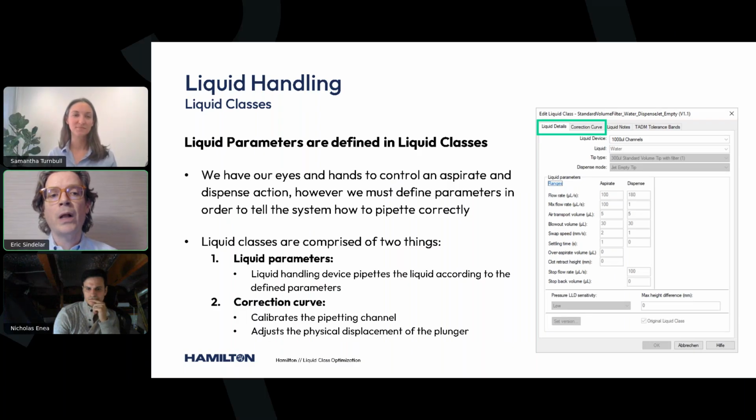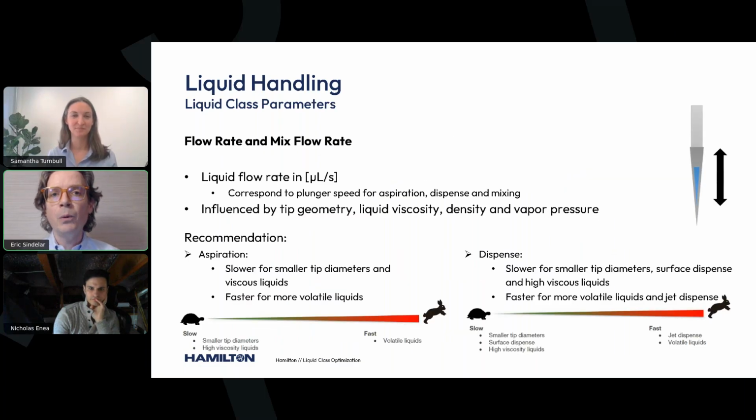The other aspect of liquid classes is the correction curve, which is essentially how we calibrate pipetting channels as it actually adjusts the physical displacement of the plunger for a specified target volume. We won't have time to cover every single liquid class parameter, so I just wanted to highlight a couple, one that is pretty straightforward and one that is a little less intuitive. First up is a more straightforward liquid parameter, that of the flow rate and mix flow rate.